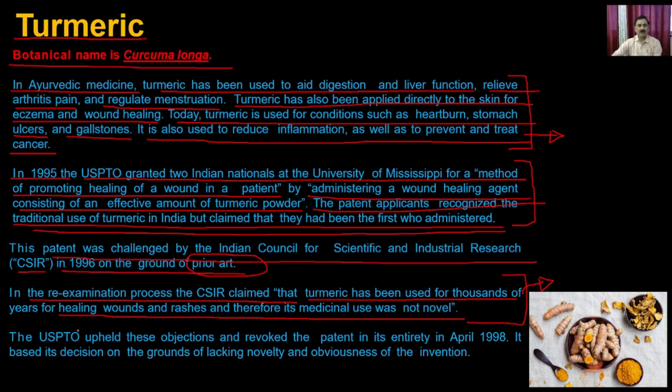And ultimately, the USPTO, the US Patent Authority, upheld these objections and revoked the patents in April 1998. It based its decision on the ground of lacking novelty and obviousness of the inventions. So this is what is happening with all the traditional knowledge present in the developing countries, and that's how people are trying to steal the traditional knowledge and develop new products based on that.